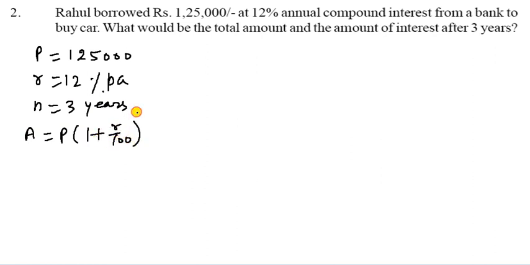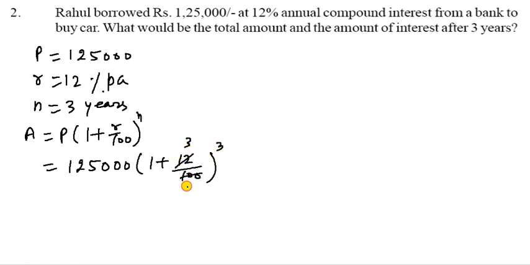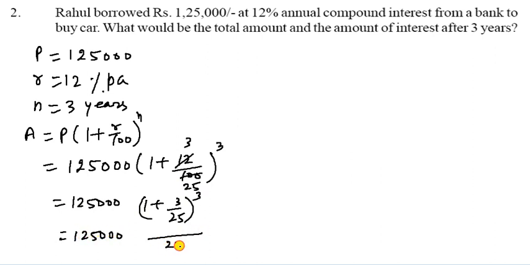So amount will be equal to P 1 plus R upon 100 and whole power is N. P is given as 1 2 5 triple zero. 1 plus R is 12 upon 100 and whole power is 3. So 4 3 ja 12 and 4 2 ja and 4 5 ja. So 1 2 5 triple zero. Here is 1 plus 3 upon 25 and whole power is 3. It is 1 2 5 triple zero, taking their LCM as 25. So 25 plus 3 and whole power is 3. So this will be your amount.